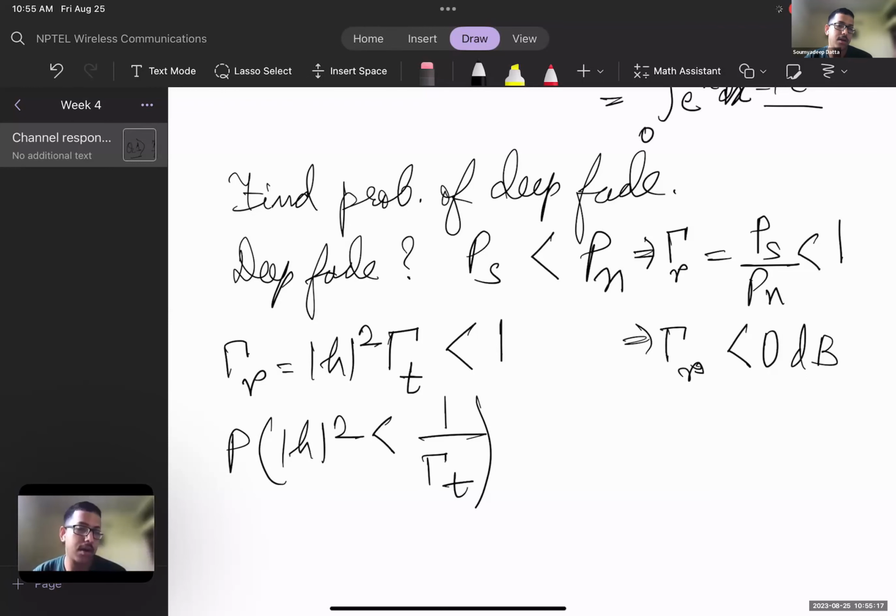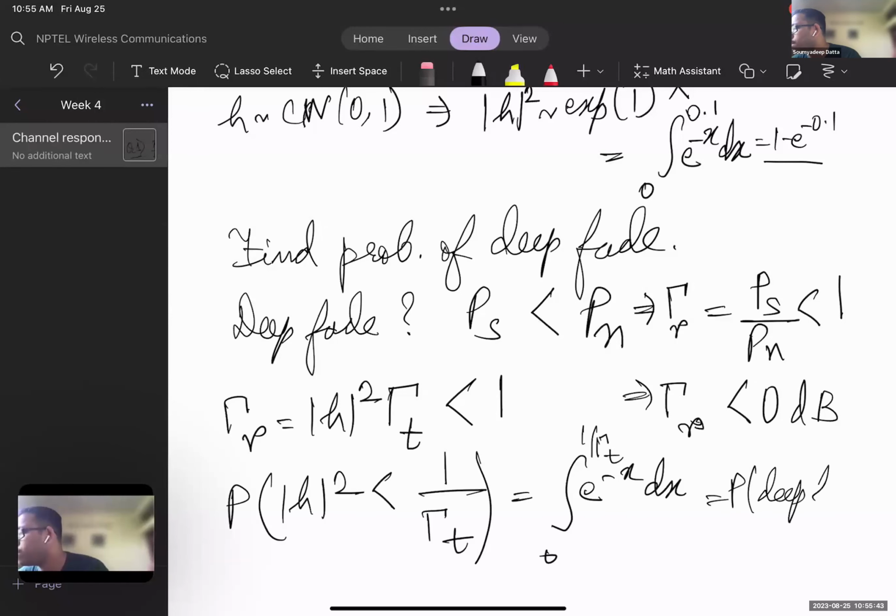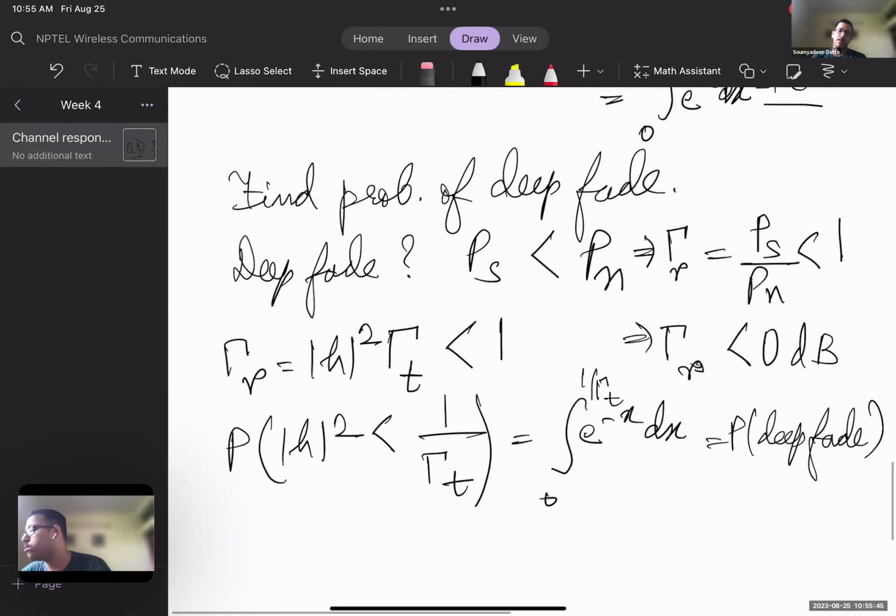And so now, again, if I assume an exponential random variable, so that will be e to the power minus x dx integrated from 0 to 1 upon gamma transmitted. So this is the probability of deep fade. So this is the probability of deep fade. And you can do the rest of the calculation depending on the values provided in the question and so forth.